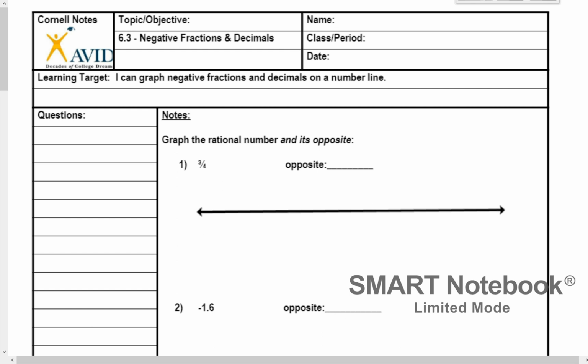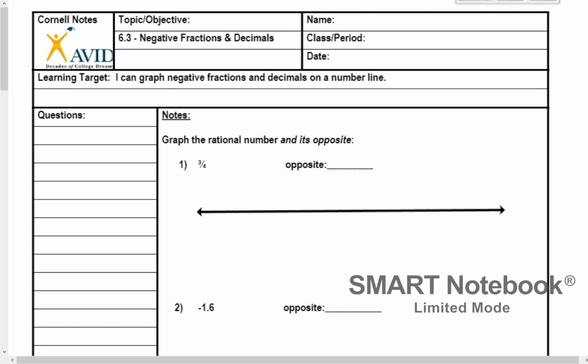Today we're going to learn how to graph negative fractions and decimals on a number line and how to use that number line to compare negative fractions and decimals. For example, which one is greater than the other or less than the other. We're not going to take many notes because we went through the steps thoroughly yesterday.